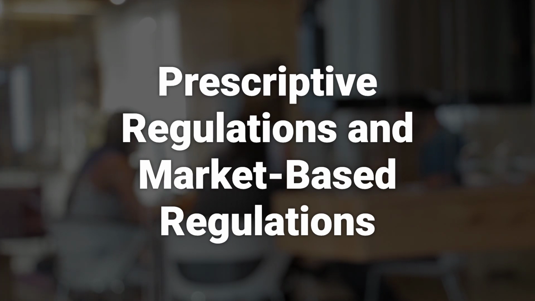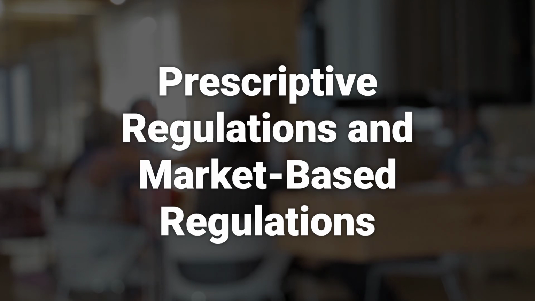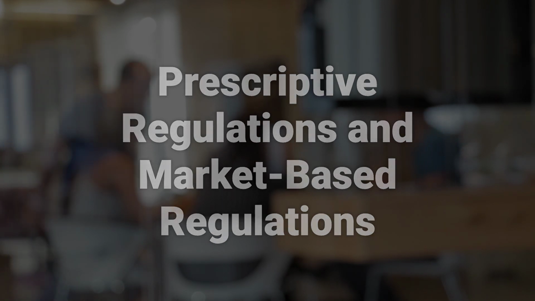Prescriptive regulations are when the government dictates specific measures to reduce environmental harm. Market-based regulations use economic incentives to encourage desired behaviors. For example, cap-and-trade regulations place a financial burden on those who pollute, while not dictating the method they use to reduce emissions.